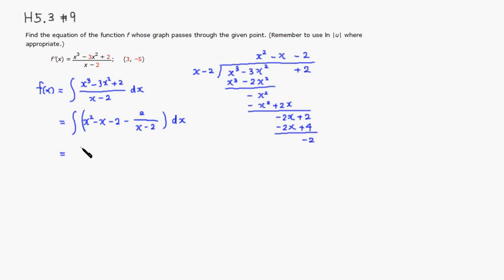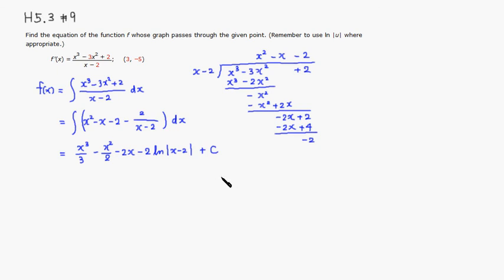The antiderivative of x squared would be x cubed over 3. The antiderivative of x would be x squared over 2. The antiderivative of negative 2 is negative 2x. Negative 2 is just a constant, so put negative 2x. The antiderivative of 1 over x minus 2 would be natural log of absolute value of x minus 2. Then plus some constant c. So we have that.